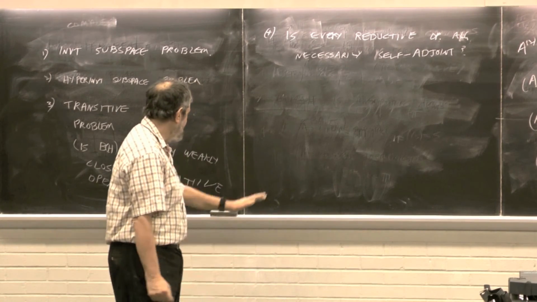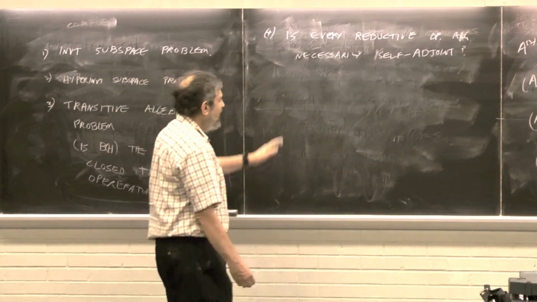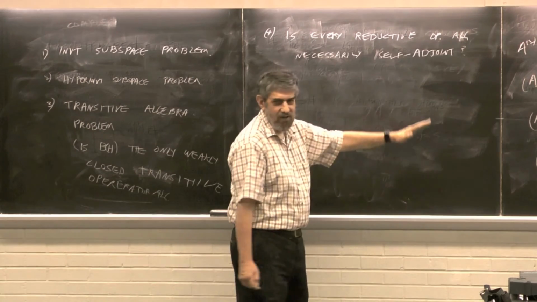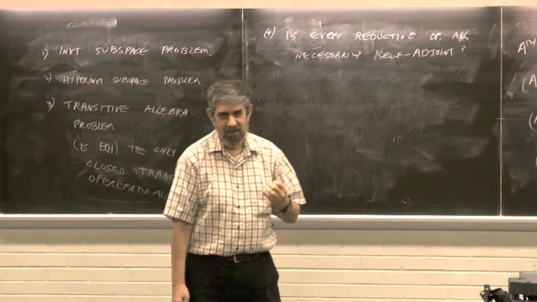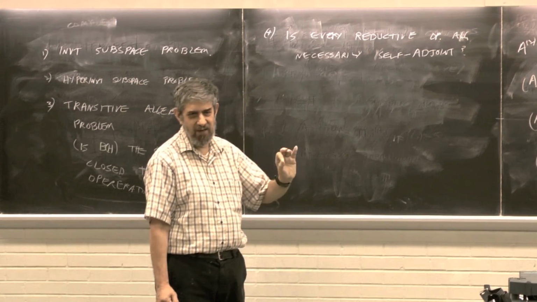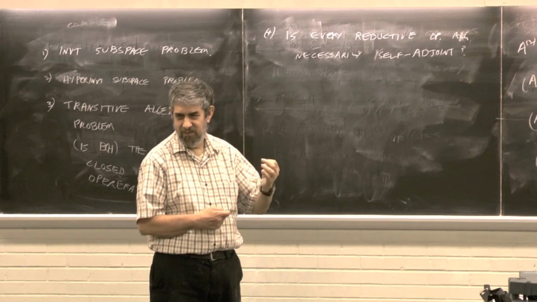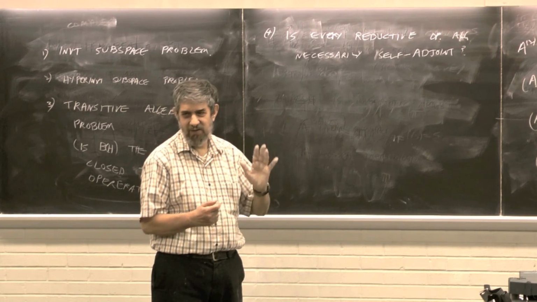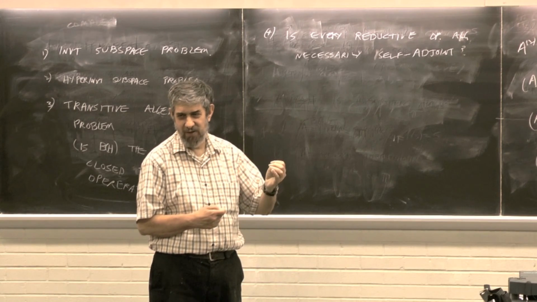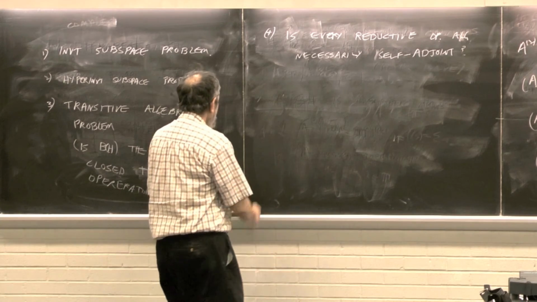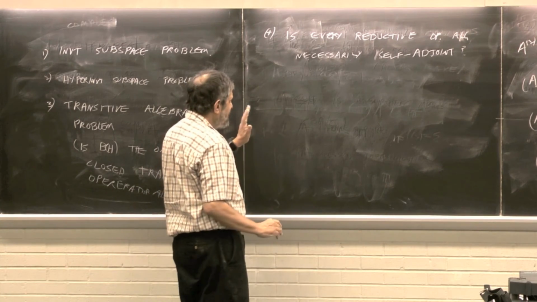So what you sort of have to say is, if you have a finite rank operator whose central support is the whole space, then does that mean that the algebra has to be self-adjoint?